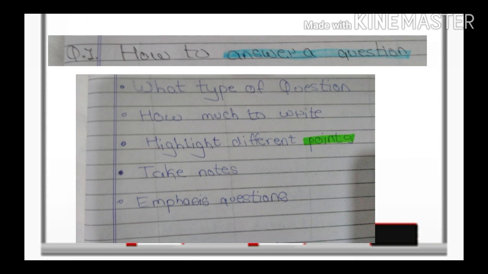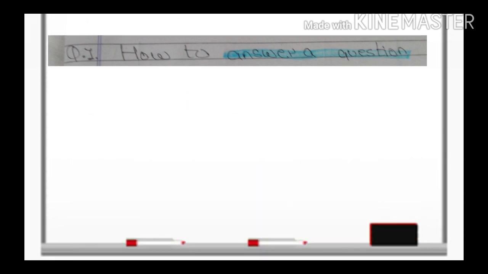First, you should emphasize the question, read it properly, then you should take notes from it: what is important and what is not. Then what is important, you should highlight it. Then you should think how much to write, whether it is a long question, short question, or very short question. And then what type of question it is that you are writing.